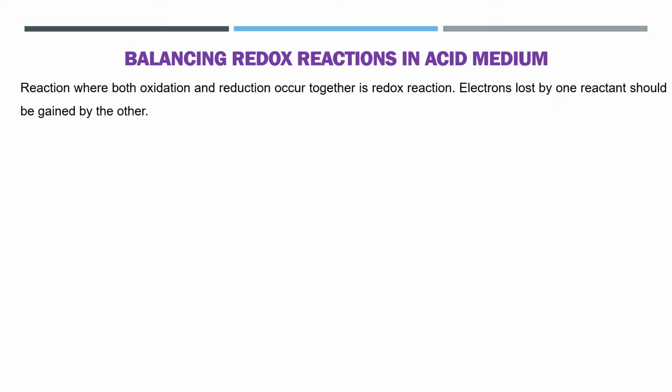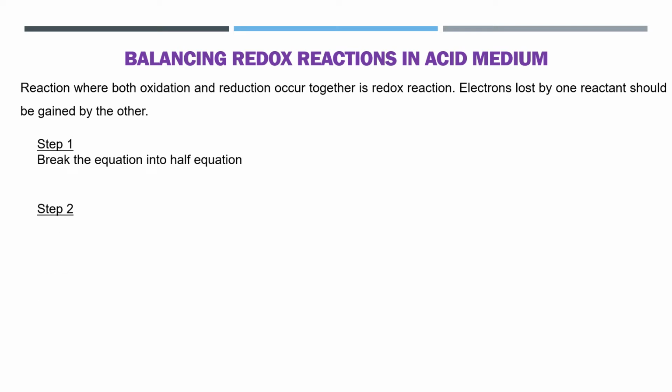So when we are doing that, one of the half equations will be an oxidation half equation and the other will be a reduction half equation. These are the steps we are going to be following. Step number 1, break the equation into half equations. You will be given two reactants and two products, so you will have to see which reactant is changing into which product and balance that half equation.